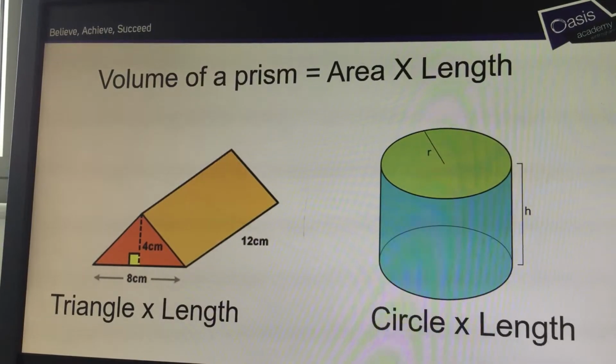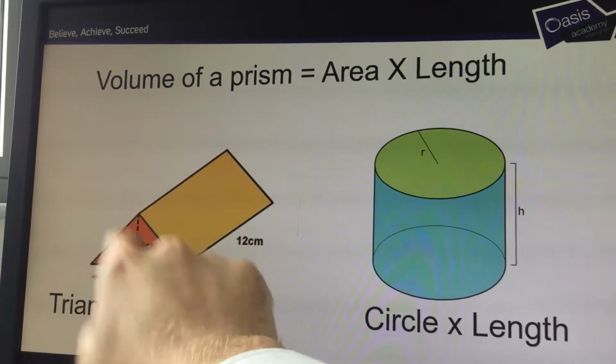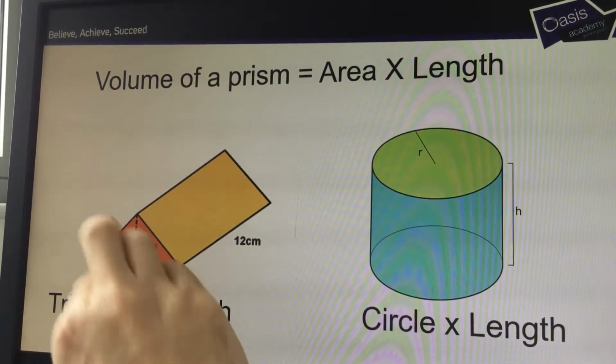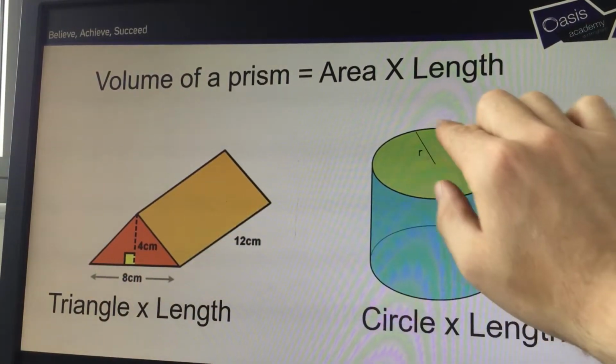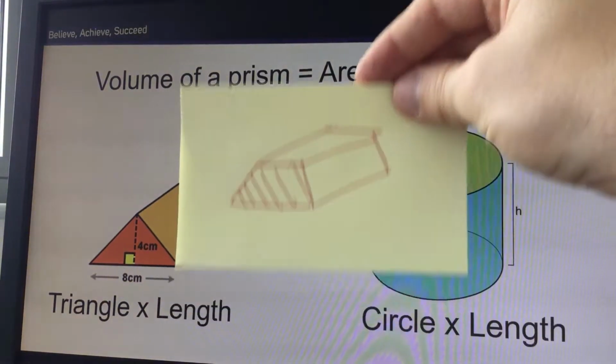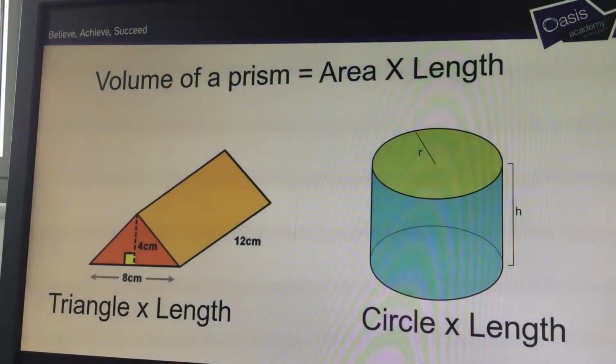Okay. The next bit is the idea of finding the volume of a prism. You need to find the areas of these shapes. So base times height divided by 2. 8 times 4 divided by 2. That'll find that, and times by the length. Pi r squared times by length. Or even if it's a trapezoid one with a trapezium on the front, find the trapezium, times it by the length. Okay?